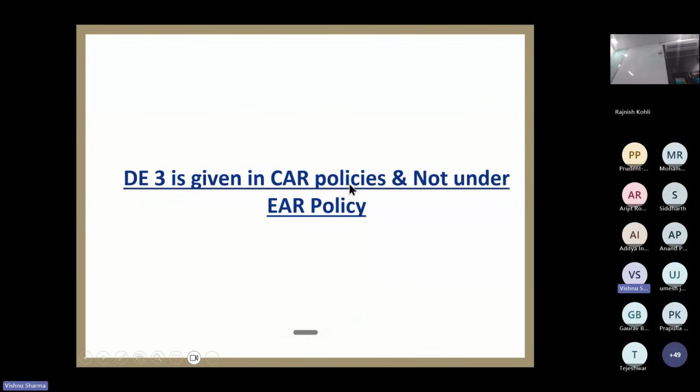Now this is an important thing. Don't get confused. People make mistake. D3 is not given in EAR policy. It is given only in CAR policy. So now since we are talking of EAR, we will not discuss D3 because D3 is not applicable in case of EAR. So directly D1, D2 and then comes D4. D3 is not given in EAR policy. We make this mistake also. D4 is not given in CAR and D3 is not given in EAR. Just remember this always.